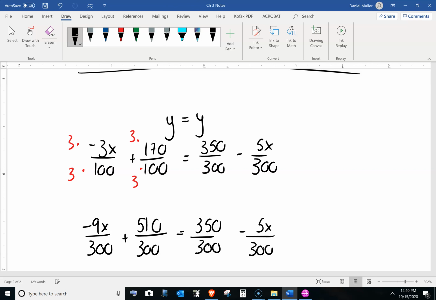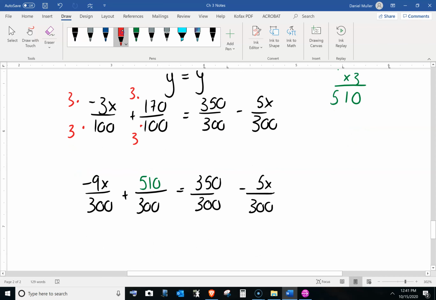So, I guess if you wanted to, off to the side, go 17 times 3 if you didn't know what that was, or if you wanted to do the whole 170 times 3: 3 times 0 is 0, 3 times 7 is 21, 3 times 1 plus the 2 is 5. So that's how I got 510 right here.